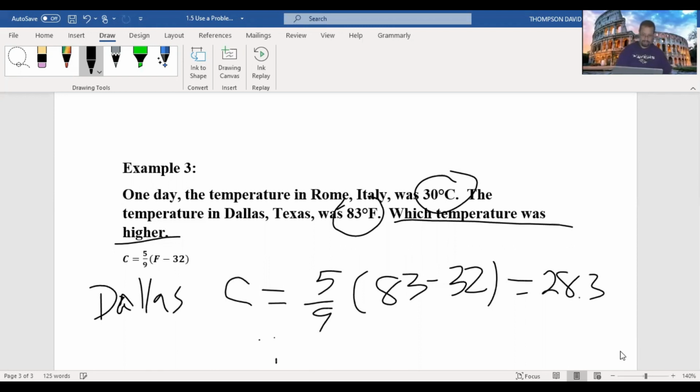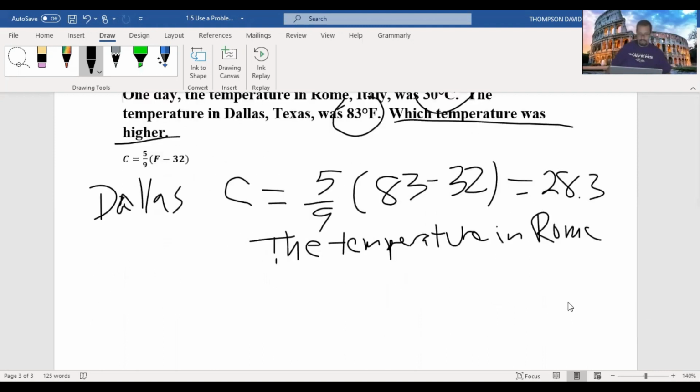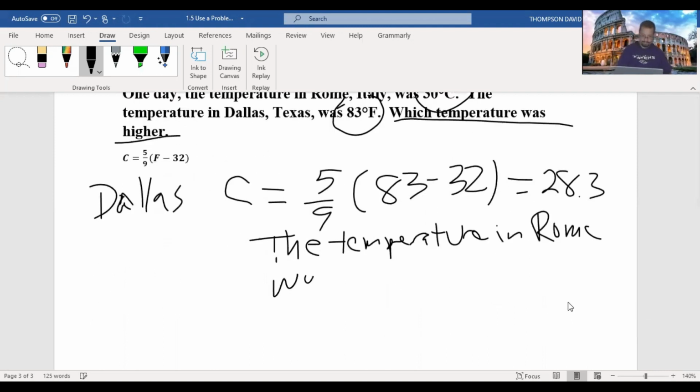So we can answer, since we know Rome was 30 degrees, the temperature in Rome was higher. And we are done.